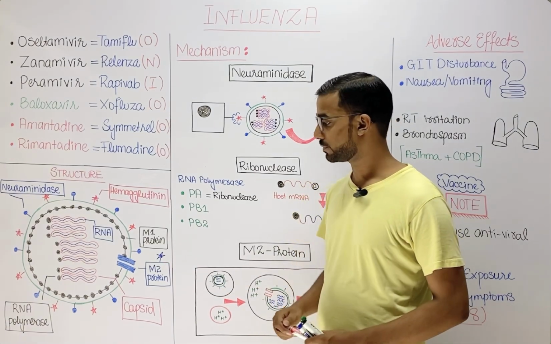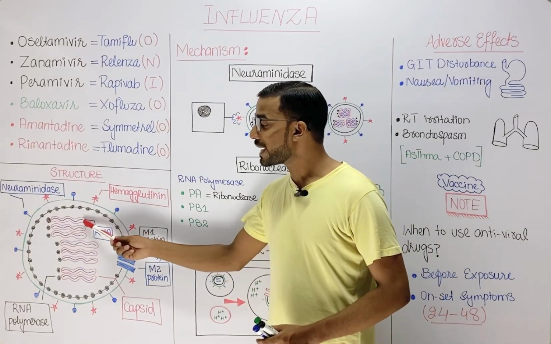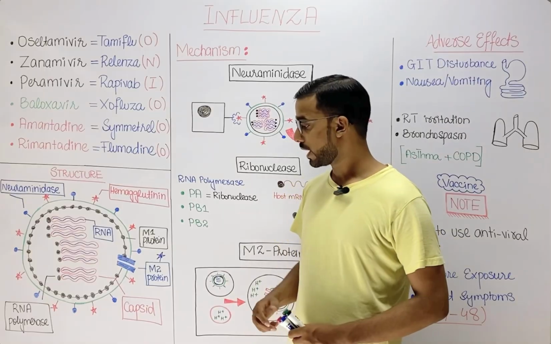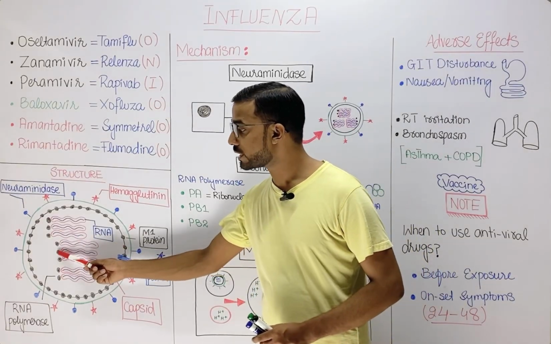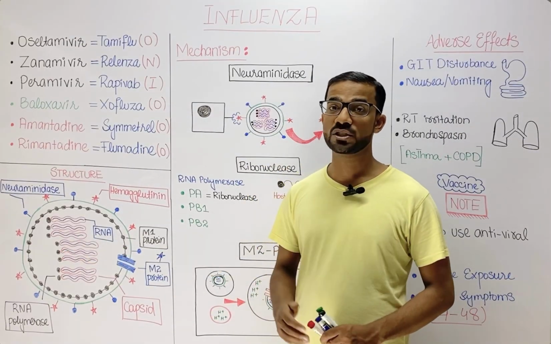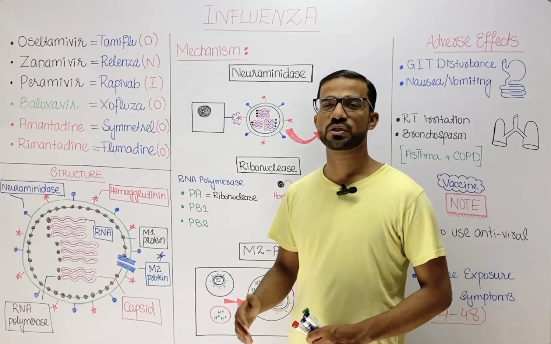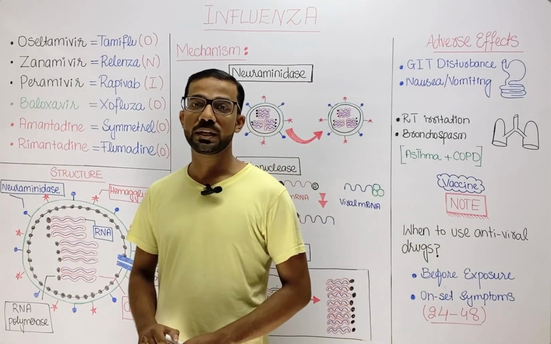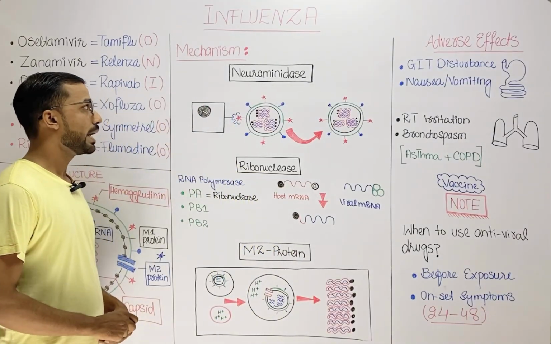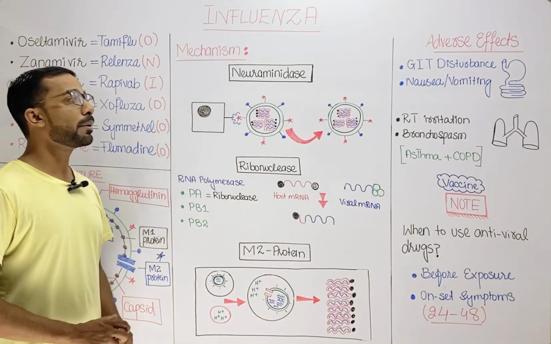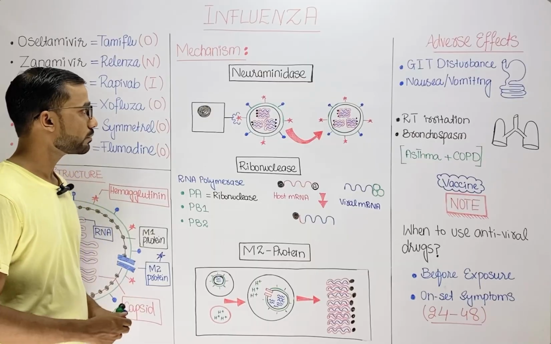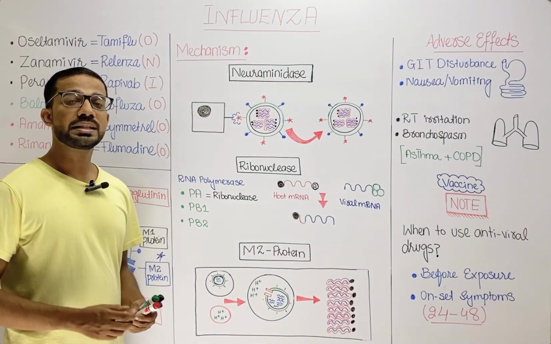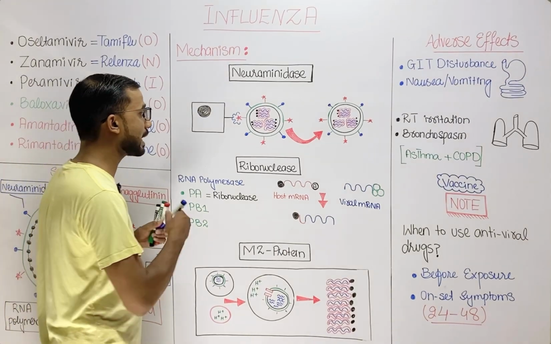Next, you will see 8 segments of the RNA. RNA will be negative strand, and along with that you will see the presence of the RNA polymerase, which has 3 subunits, which we will discuss later. So this is the overview of the influenza virus structure. Now, first is the neuraminidase enzyme. Cell having receptor, and at the receptor you will see the presence of the sialic acid.